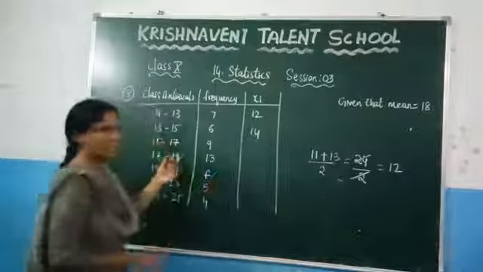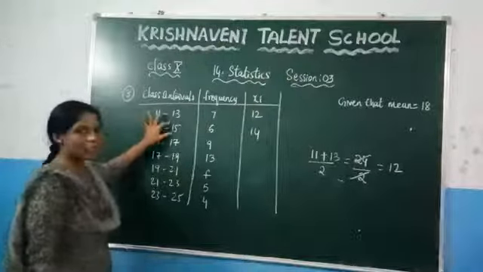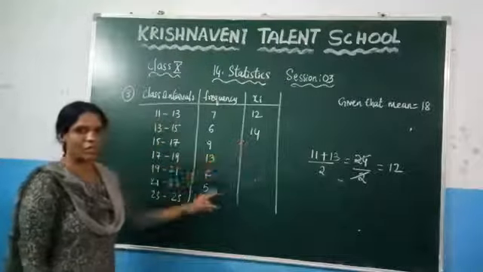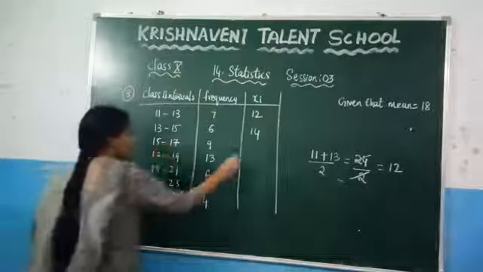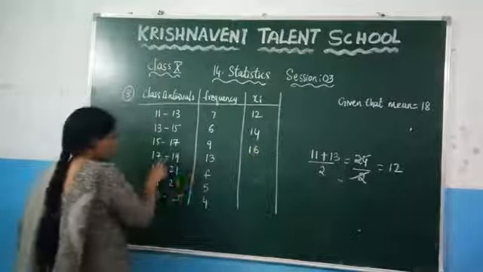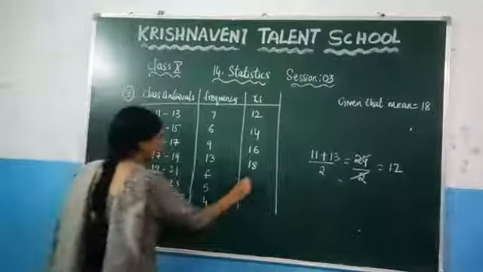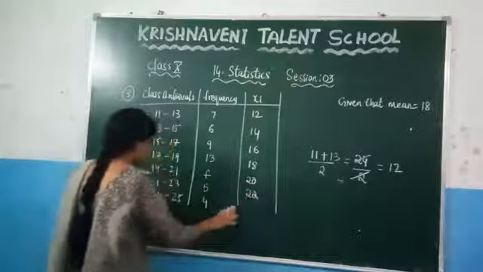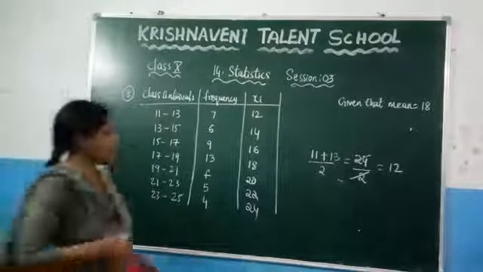If you add also, you will get the same answer. You can check it. What is the value of 13 plus 15, which is 28. 28 by 2, which is 14. You can do it like that also, or you can write the middle value here. So what is the value here, which is 16, and after 17, which is 18, and here the middle value, which is 20, and here 22, and here 24. Now we have written all the xi values.